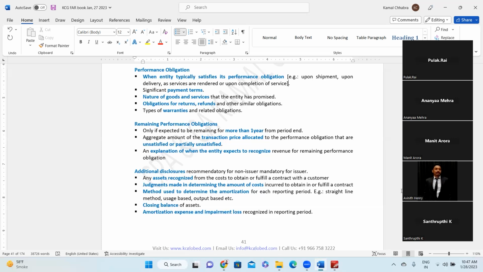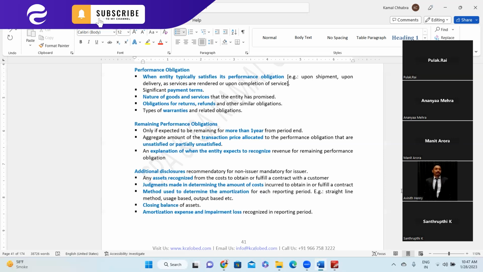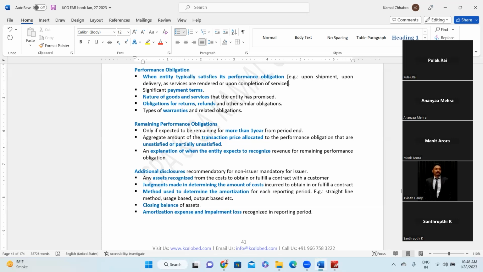Next is the aggregate amount of transaction price allocated to the performance obligations that are unsatisfied or partially unsatisfied. If you remember in the construction contract example, we saw how much of the transaction price we have recognized as revenue, and how much is the balance which you will be recognizing in the future period, based on the future satisfaction of the performance obligation. That you need to disclose separately. You also need to disclose an explanation of when the entity expects to recognize it, like in 1 year, 2 years, whatever the time frame of the contract. So this is about the performance obligation and remaining performance obligation disclosure.